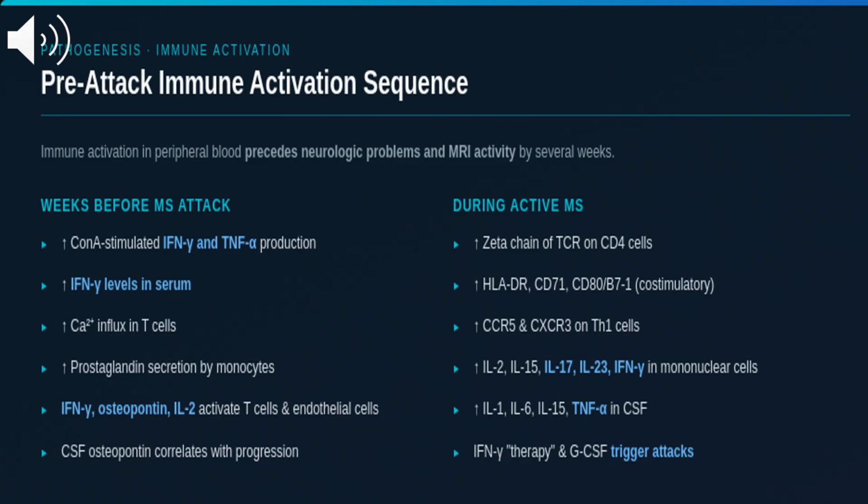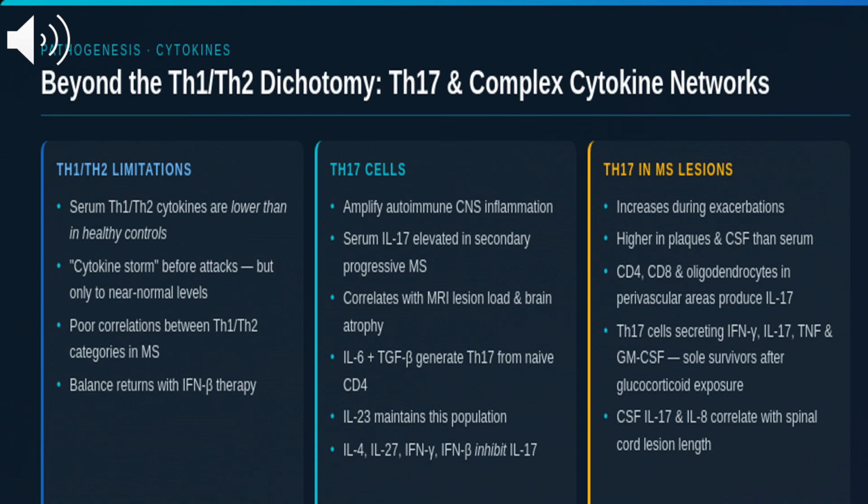For many years, MS immunology was framed within the Th1/Th2 paradigm: the idea that pro-inflammatory Th1 cells cause disease and anti-inflammatory Th2 cells are protective. The reality is considerably more complex. The first complication is that the Th1 and Th2 serum cytokines in MS are actually lower than in healthy controls in large-scale analyses. They do increase before attacks in a so-called cytokine storm, but only to near normal levels. They are not chronically elevated in the way the simple Th1/Th2 model would predict.